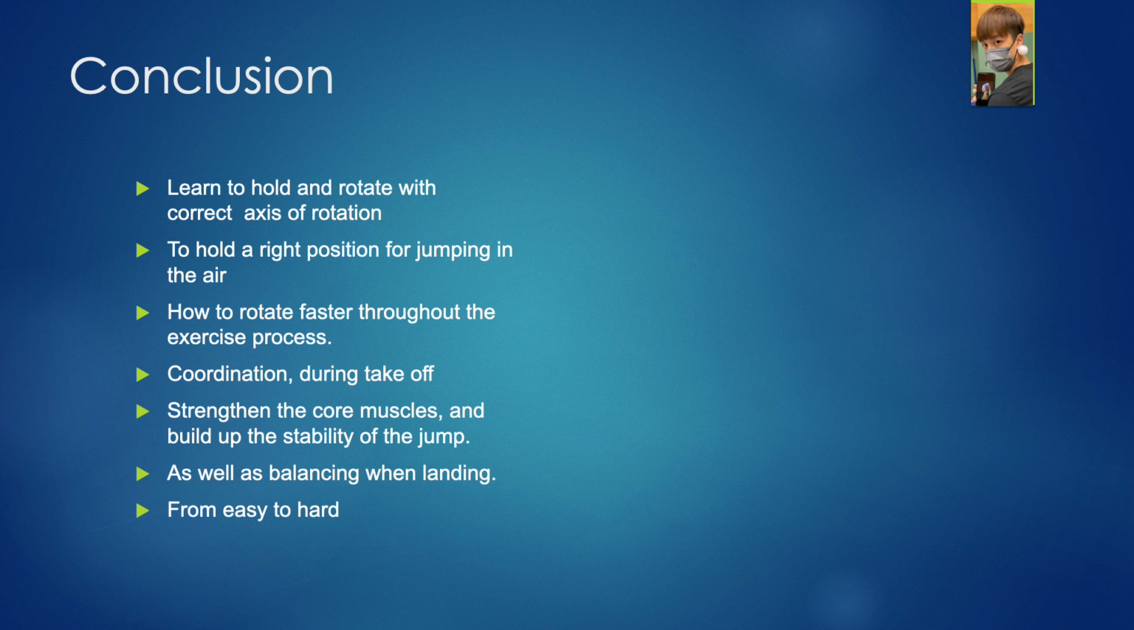In conclusion, we hope that after the beginners follow the program we planned, they can learn to hold the right position for jumping in the air and rotate on the correct axis of rotation. Also, they can know how to rotate faster and have better body coordination during takeoff throughout the exercise process. Moreover, they can strengthen the core muscles and build up stability of jump, as well as balance when landing.